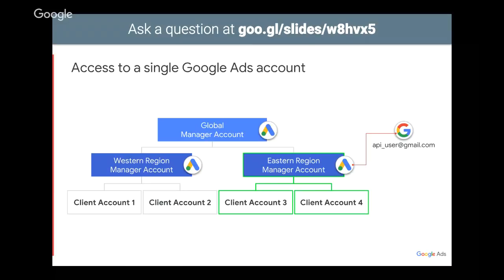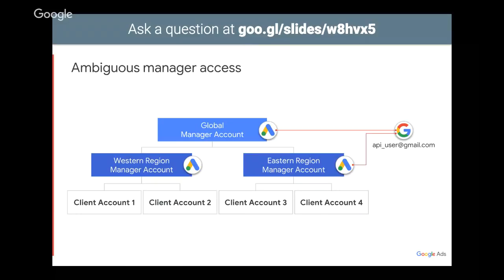But where this becomes ambiguous, where this gets confusing, is what if this happened? What if somehow somebody invited with admin access the Google Ads account to have access to both the global manager account and one of the regional accounts? In this case, it's not necessarily clear who you meant to be logged in as. And without providing a mechanism to specify that, we have no way to know that either. So that's exactly what we're providing.